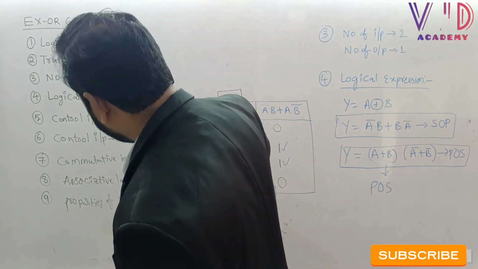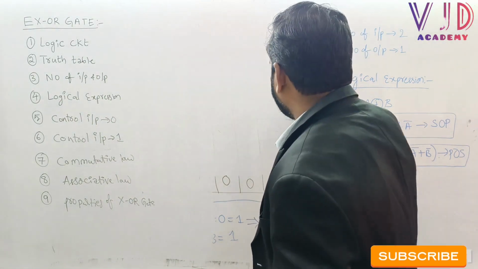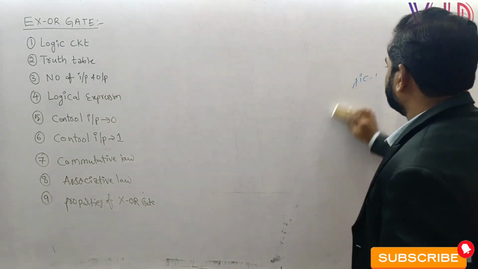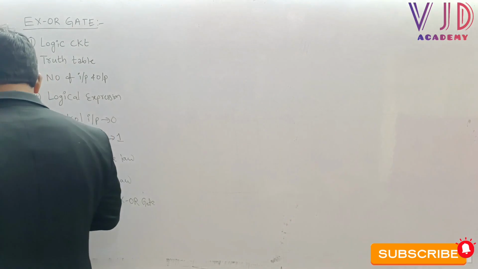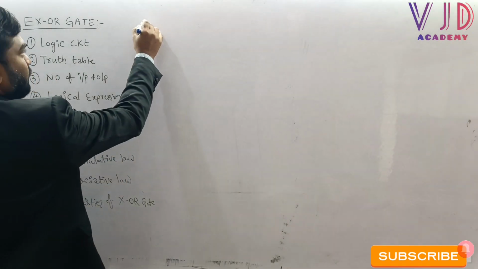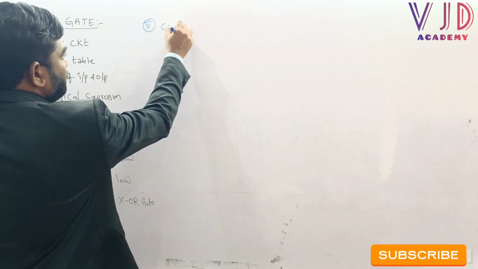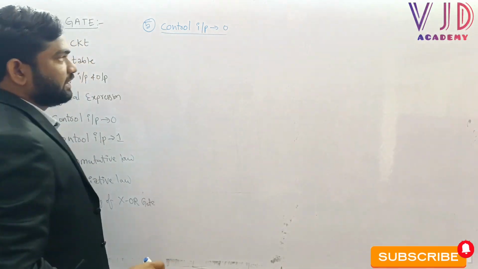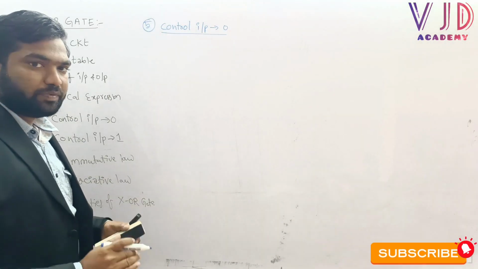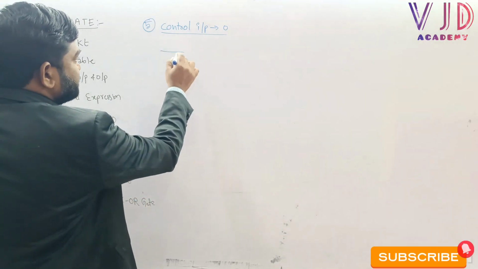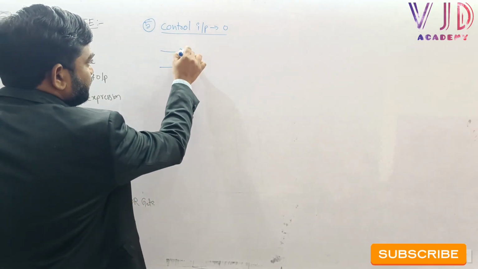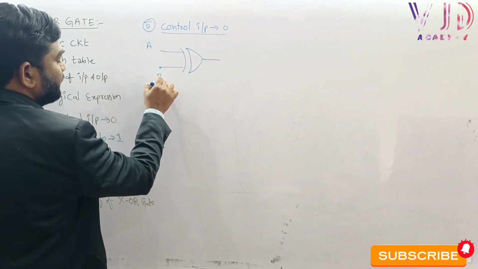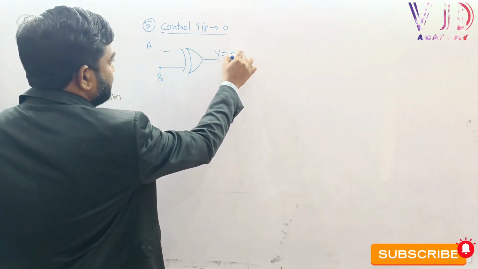Sir, after completion of the fourth point, let us try to understand the fifth point, that is called control input, 0 and then 1 condition. Sir, let me take this fifth point here. Control input 0. What will happen when we keep one of the inputs of the XOR gate at 0? Let us try to analyze. Sir, this is the XOR gate, and this is input A, and this is input B. Here Y equal to A XOR B.